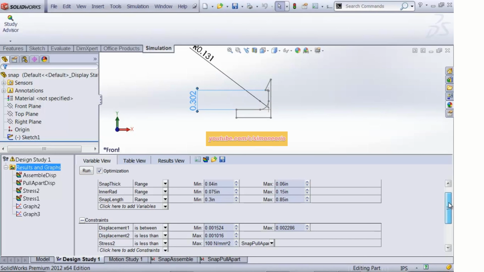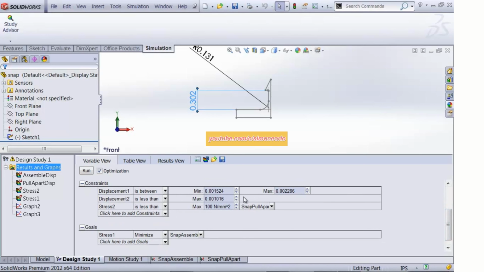Our constraints are that the maximum displacement under the pull apart load meets a certain range, and our displacement under the assemble load has to be less than a certain amount. Our stress has to be under a certain level for the pull apart analysis, and then our goal is to minimize the stress value during the assembly analysis. So let's say we're repeatedly assembling this, and we want to keep the stress under the yield strength for the material. In this case it's nylon.